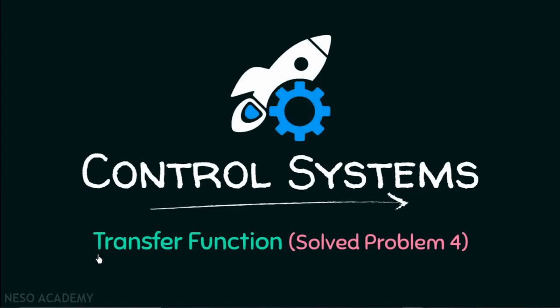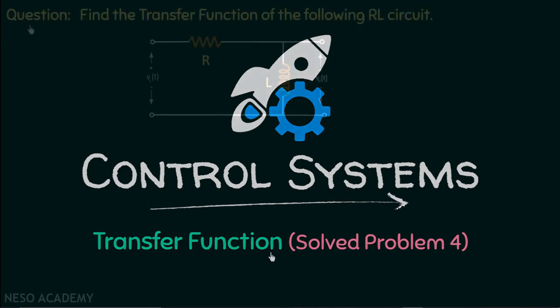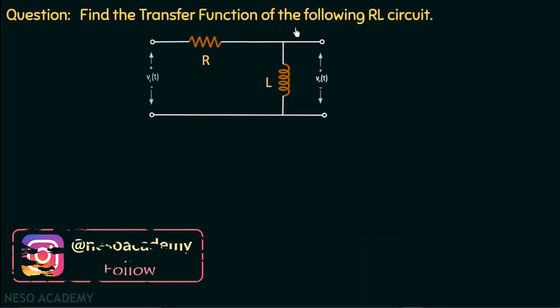In this presentation, we are going to solve our problem number 4 based on transfer function. So, let's get started. Find the transfer function of the following RL circuit. The RL circuit is given to us. The input voltage Vin(t) is given to the circuit and the output voltage Vout is measured across the inductor.